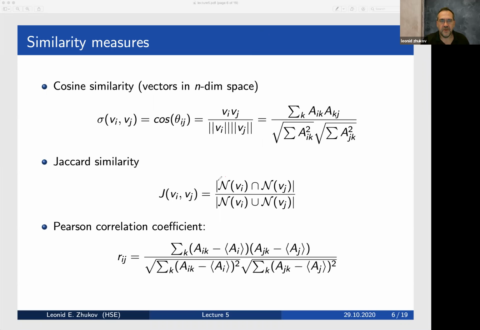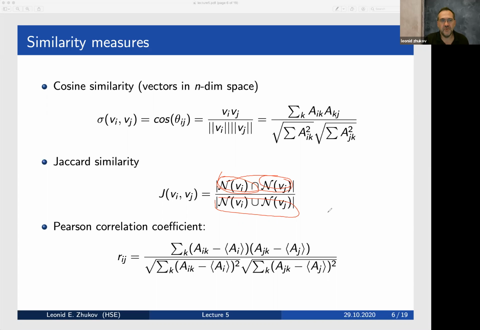Here you compute the set of neighbors of one node and the set of neighbors of another node, and we look for their intersection, normalized by their union. That also means that if you have a complete overlap between the neighbors of the nodes, then the Jaccard similarity is 1, and if there is no overlap, it is 0. So these are two popular metrics.